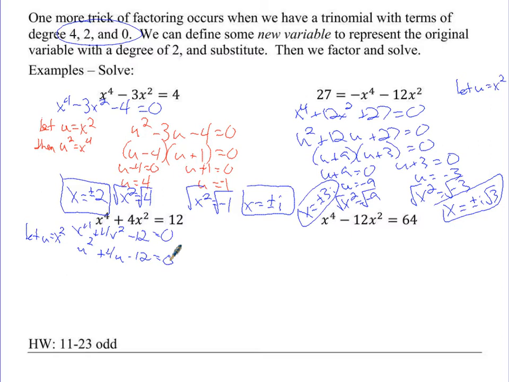Two numbers that multiply to give me negative 12, but add to give me 4. 6 and negative 2. So we have u plus 6 times u minus 2 equals 0. Now what? Zero product property. U plus 6 equals 0, u minus 2 equals 0. Therefore, u equals negative 6, and u equals positive 2.